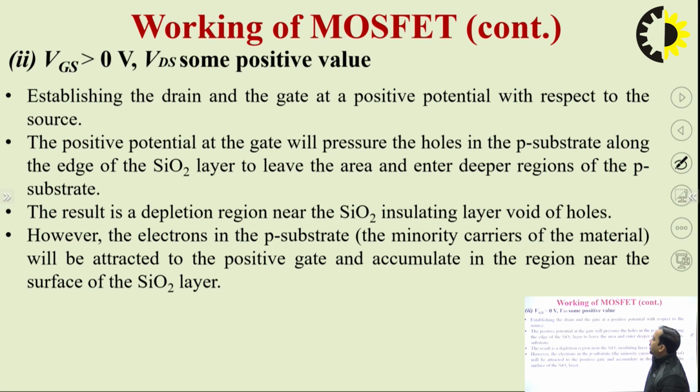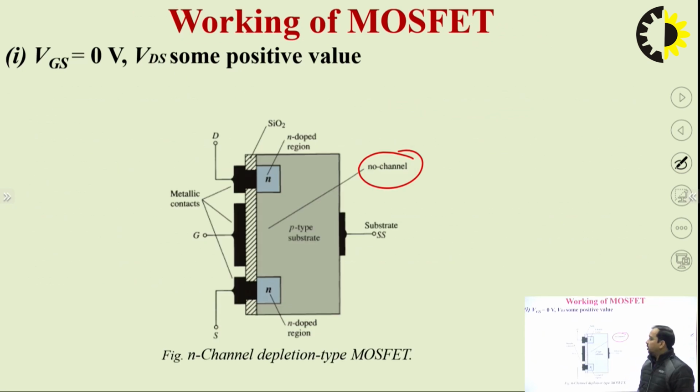So establishing the drain and the gate at a positive potential with respect to the source. VGS is some positive potential we are applying at the gate terminal, which will basically pressurize the holes. If this becomes positive, what will happen? It will pressurize the holes which are present in this particular region, and the holes will move towards the right.